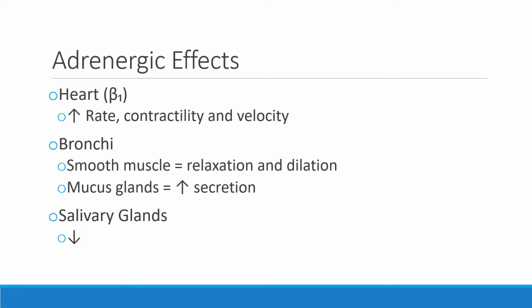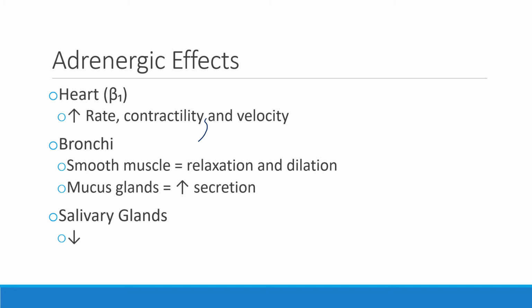When we're looking at adrenergic effects, with your heart, let's talk about beta 1. With beta 1, you're going to have an increased rate, contractility, and velocity, right? And this is going to increase your conduction, your AV node conduction. So it's going to increase your heart rate, contractility, and velocity.